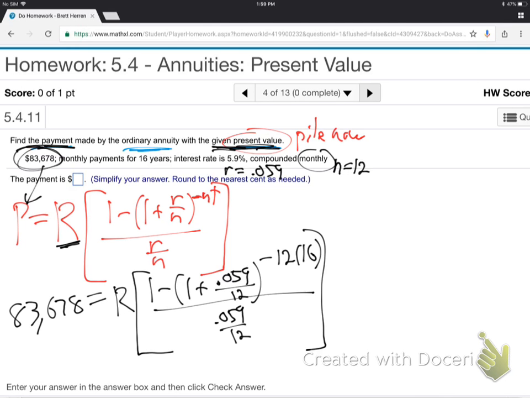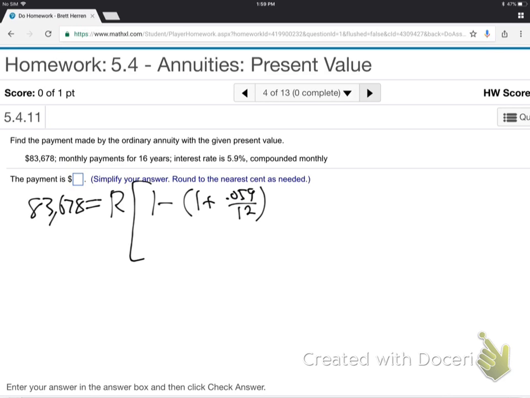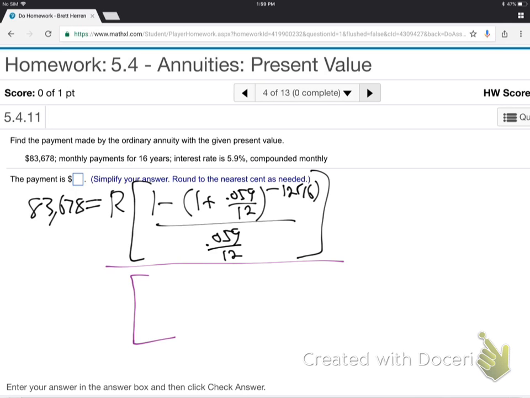You doing okay? So let me get a fresh screen. I'm kind of out of room to divide that thing. Where were we? Okay, so it was 83,678 equals R times the quantity 1 minus 1 plus 0.059 over 12 to the minus 12 times 16, over 0.059 over 12. Okay, so to solve that, we divide both sides by that entire bracketed mess, and we got to do it on both sides, don't we?